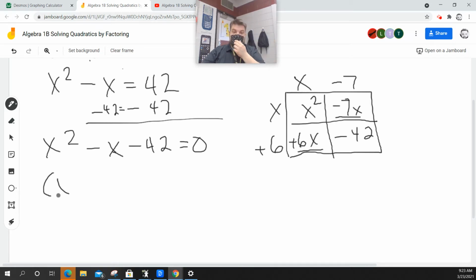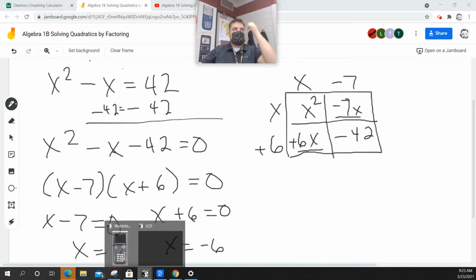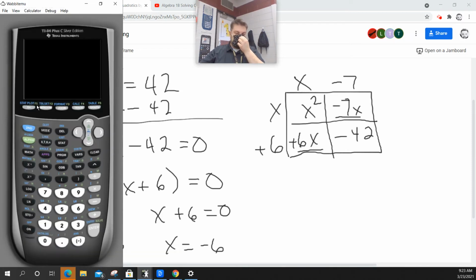So then that would be x minus 7 times x plus 6 equals 0. So then I set these both equal to 0. Set this equal to 0. And so I get x equals 7 and x equals negative 6. I could double check this real quick. Just plug it into the calculator.